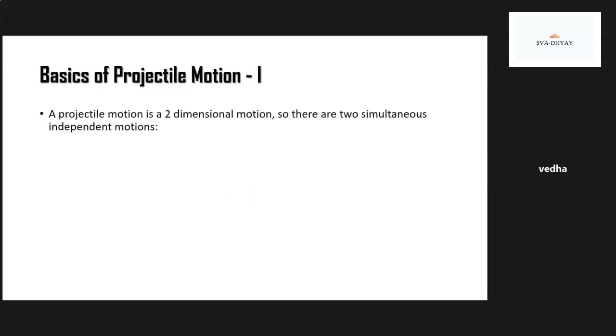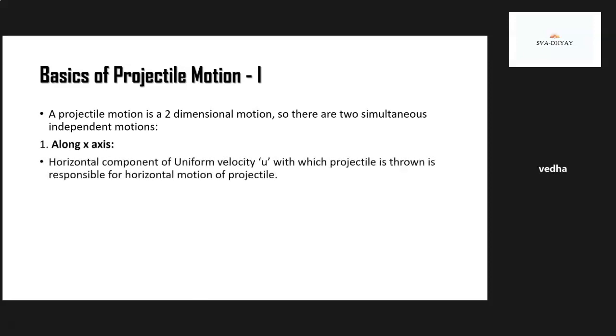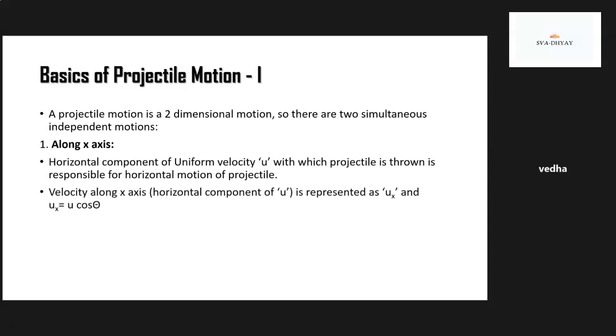Now we'll see basics of projectile motion first. A projectile motion is a two-dimensional motion, so there are two simultaneous independent motions. Along x-axis, horizontal component of uniform velocity u with which projectile is thrown is responsible for horizontal motion of the projectile. Velocity along x-axis, horizontal component of u is represented as ux and ux is equal to u cos theta.